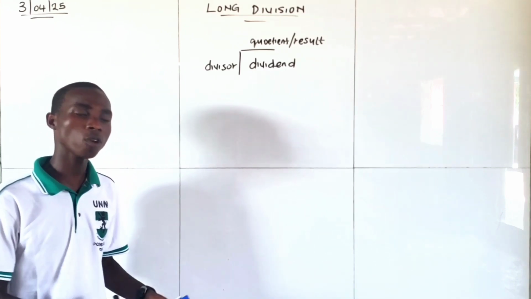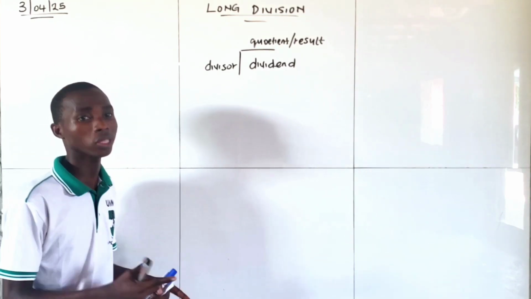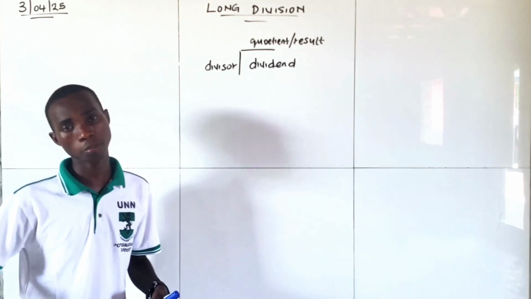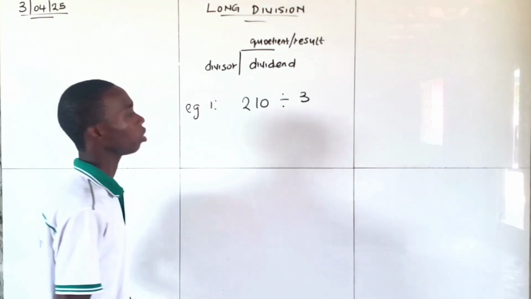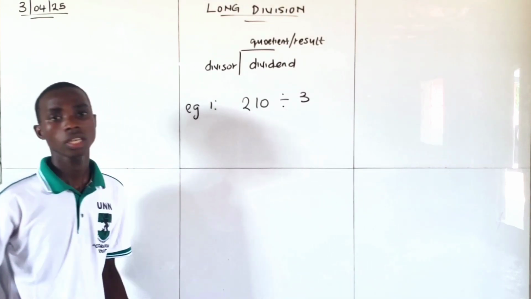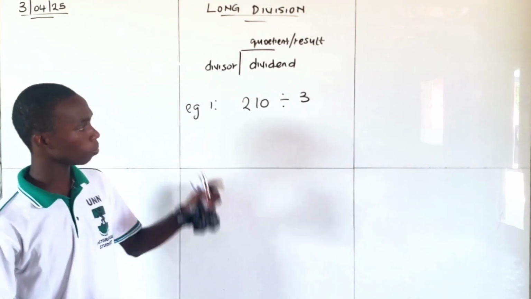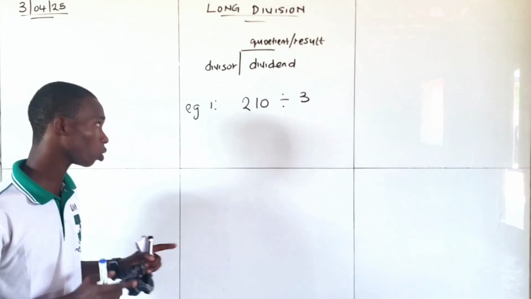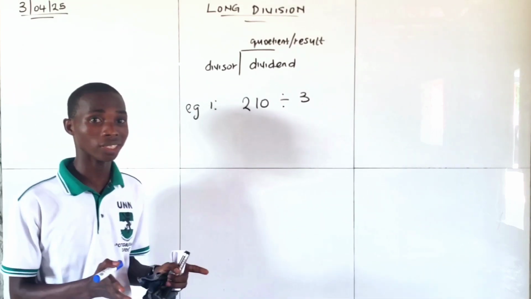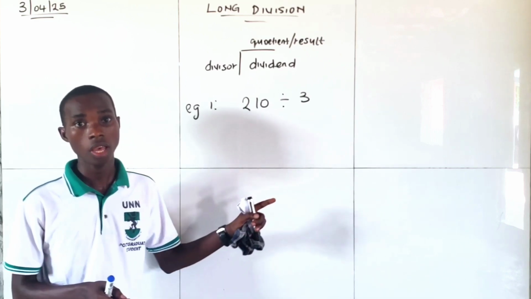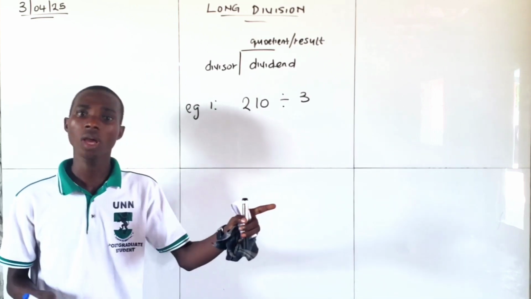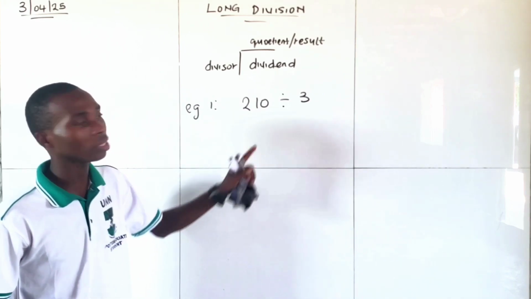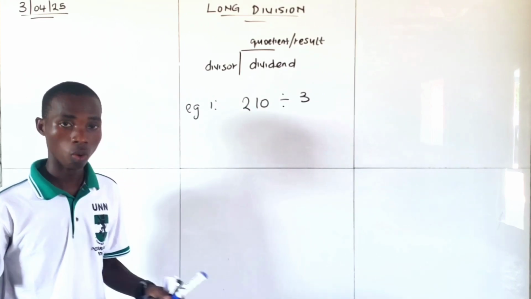So I'll be giving you a few examples so that you will know what I'm talking about. First of all, I'll start from the simpler example, going from simple to complex. Assuming we are having this, they said we should solve it using long division. Some persons in normal division cannot solve this, but using long division I will show you how to solve it with ease. So assuming you are given 210 divided by 3, what are you going to do?